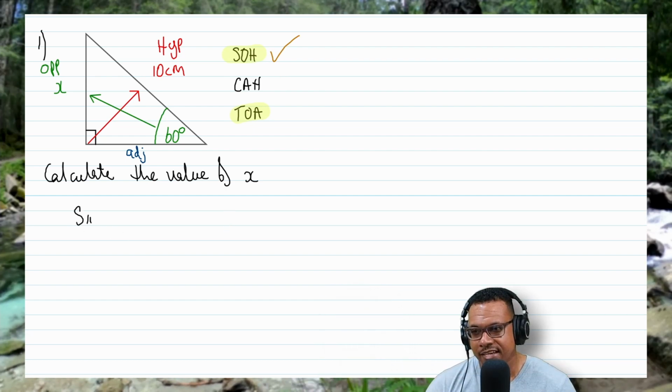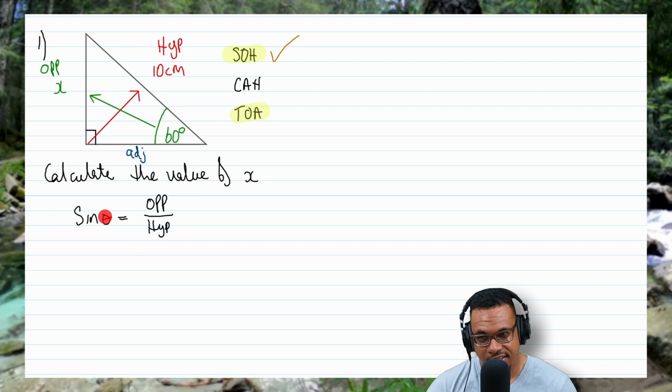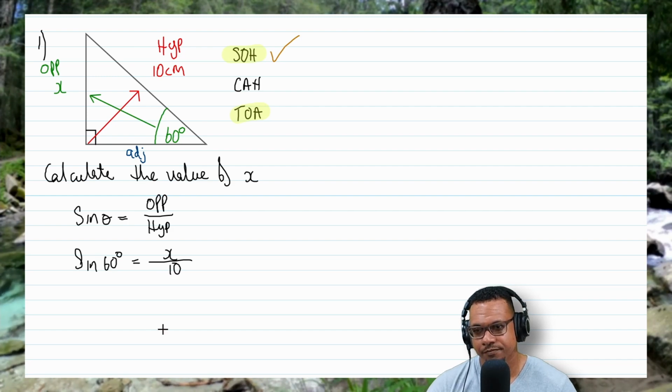So I'd write sine theta is equal to opposite over hypotenuse. And of course, theta is the 60 degrees. The opposite would be this x here, and the hypotenuse would be 10 centimeters. So we'll have sine of 60 degrees is equal to the opposite, which is x, over the hypotenuse, which is 10. Now, in order to solve for x, I'm going to cross multiply. So I write sine 60 degrees over 1 is equal to x over 10.